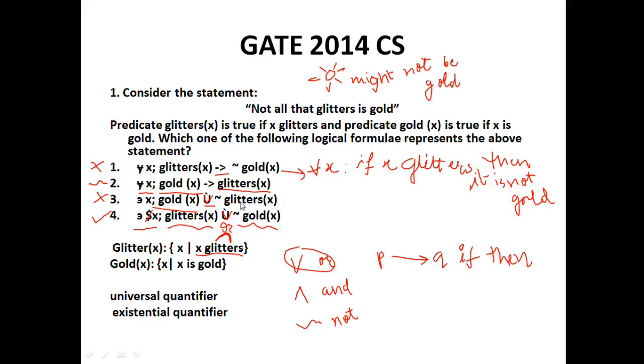And why can we not say the second one is right? Why can we not say the second is the correct answer? Because the second is not exactly what it means. The second is something which you have logically inferred. It does not exactly mean the same thing, whereas the fourth one exactly means the same thing. Not all that glitters is gold. There exists something which glitters and is not gold, and that is the answer.